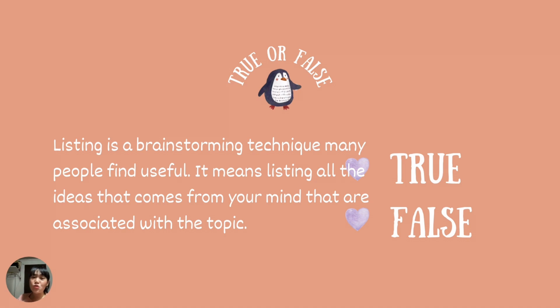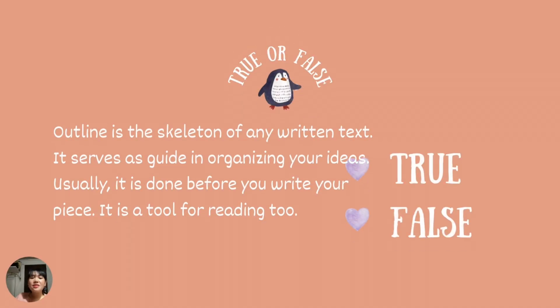Another, listing is a brainstorming technique many people find useful. It means listing all the ideas that come from your mind that are associated with the topic. Forgive me with this one, this must be come, not comes. True or false? Okay, very good. True. Next, outline is the skeleton of any written text. It serves as a guide in organizing your ideas. Usually it is done before you write your piece. It is a tool for reading too. True or false? True. So it serves as a guide in organizing your ideas.